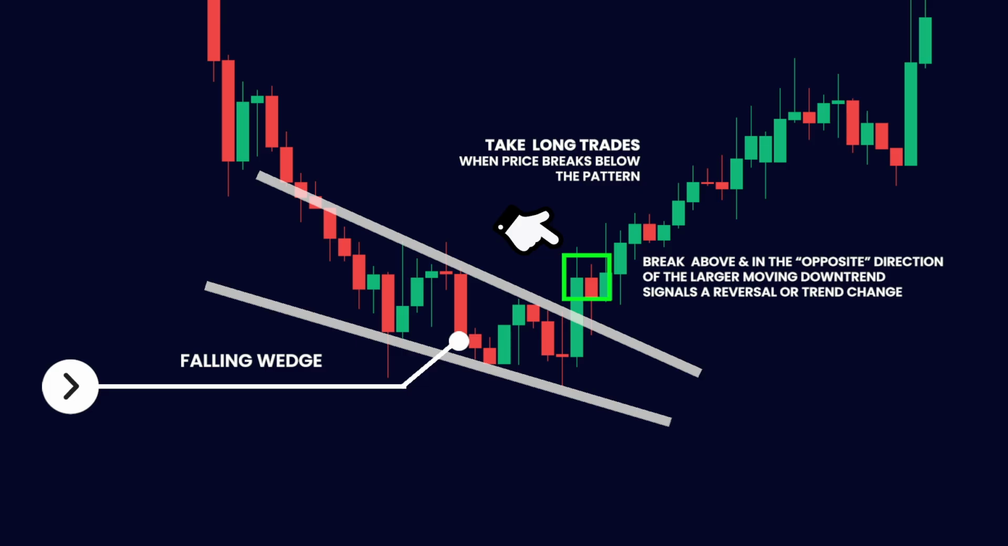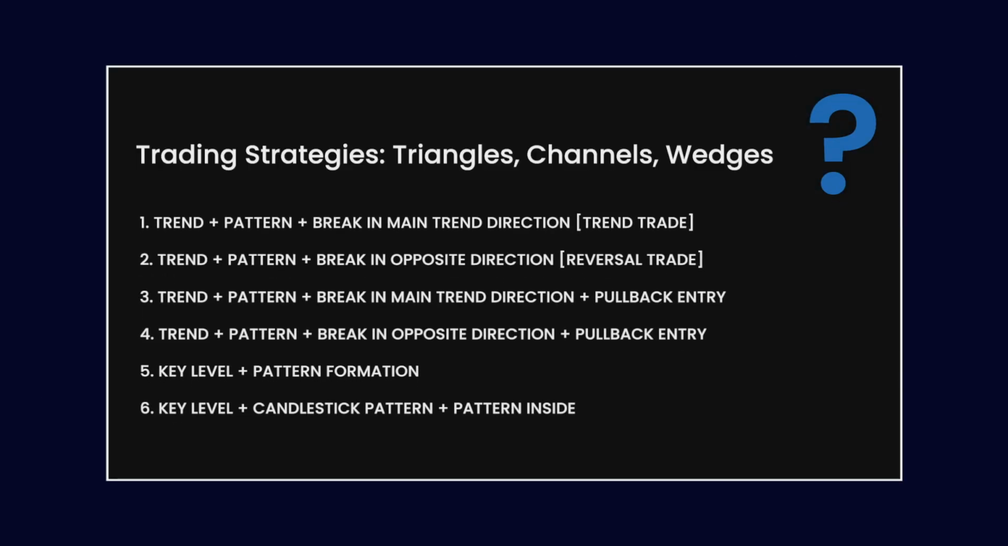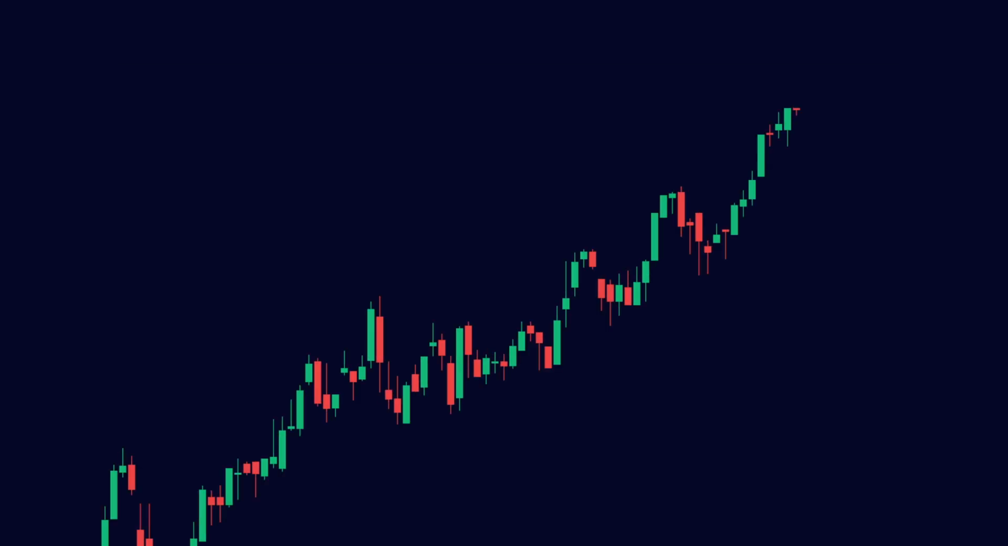Now let's explore another variation. Recognizing a trend, spotting a pattern, and seeing a breakout in the same direction as the trend. But instead of entering on the breakout itself, this method waits for a pullback. This is a trend continuation strategy.